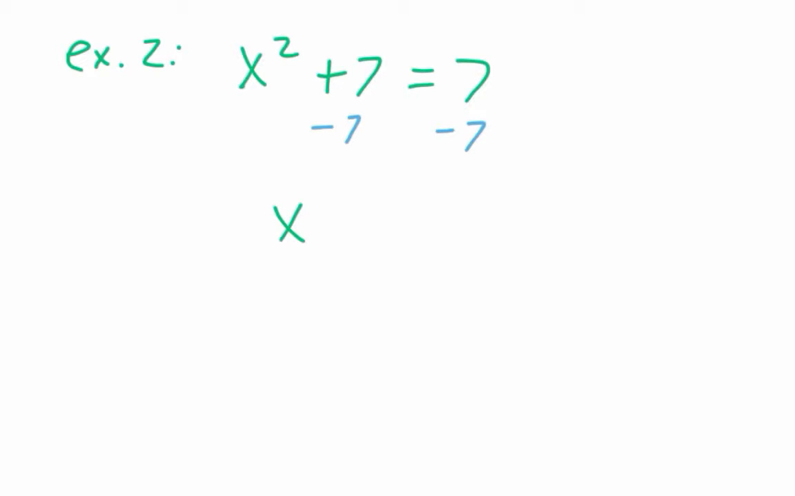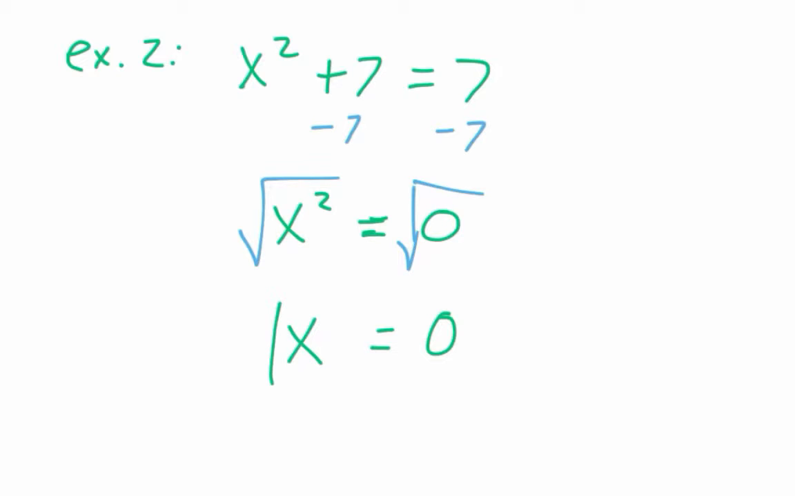A second example. In my example 2, I'm going to try to give you something a little bit different. Let's say I have x squared plus 7 equals 7. What's my first step in solving this one? Minus 7. That gives me x squared on the left, and on the right I have a 0. Okay, now to solve for x, what do I do to both sides? Square root. The square root of 0 equals 0. So I'm left with, not x equals 0, yeah, okay, the absolute value of x equals 0, right?